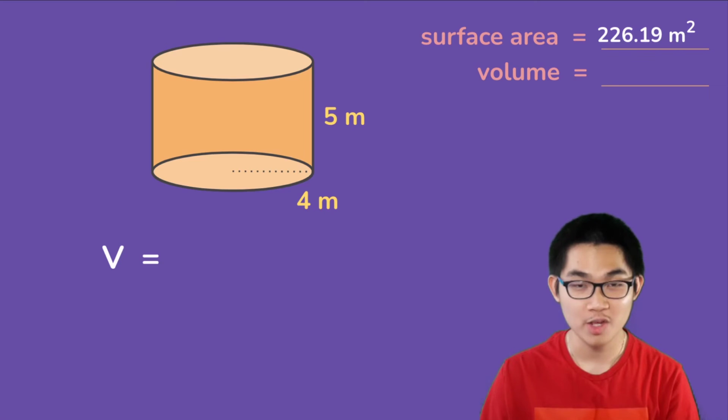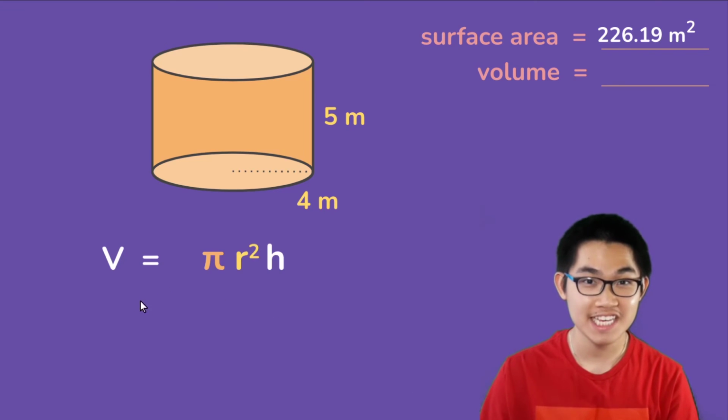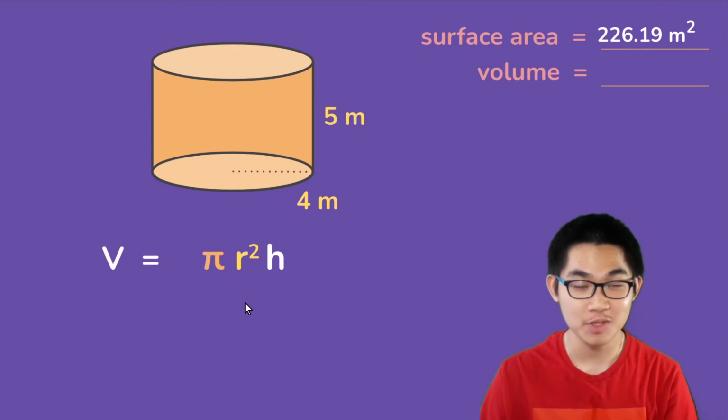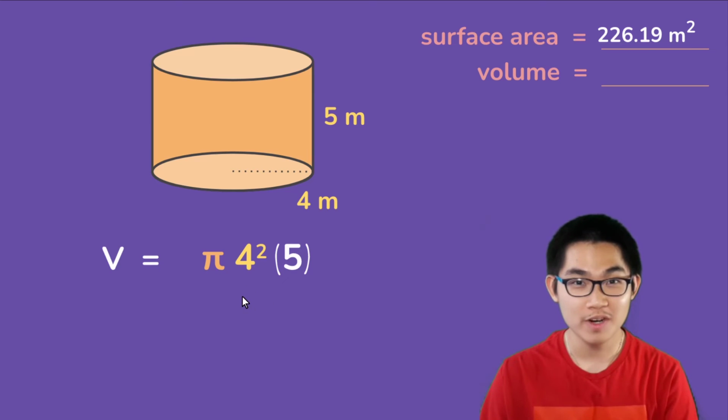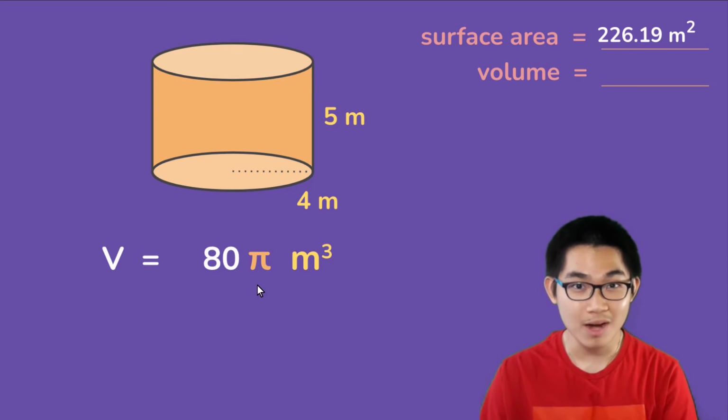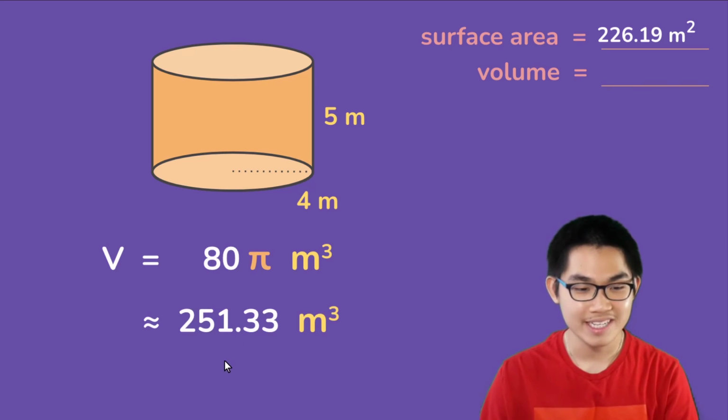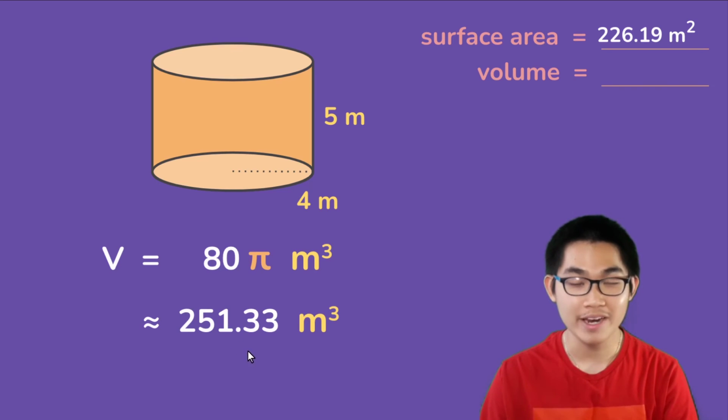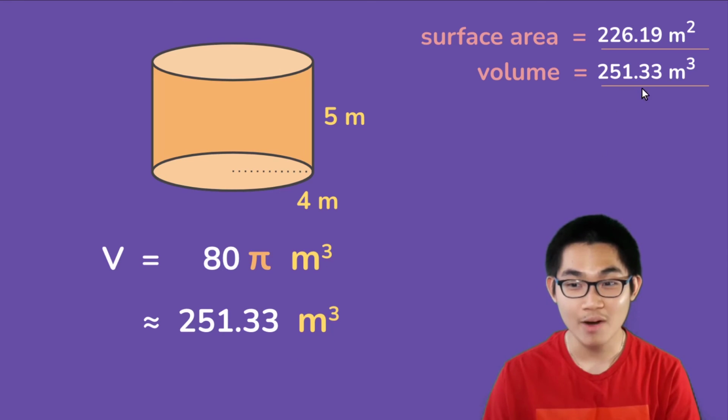To find the volume, we use the formula V is equal to pi times r squared times the height. So r is 4, the height is 5, 4 to the power of 2 is 16, and 16 times 5 is 80. And so if you put 80 pi into the calculator, it gives you about 251.33 meters to the power of 3. And so that is our answer. And don't forget to include your unit at the end.